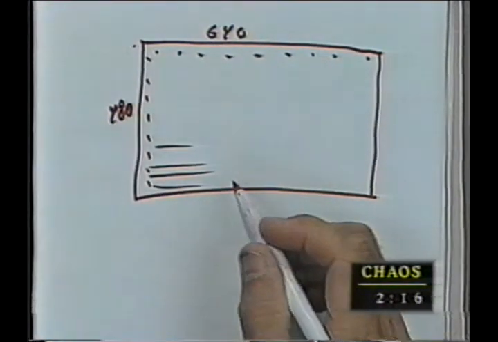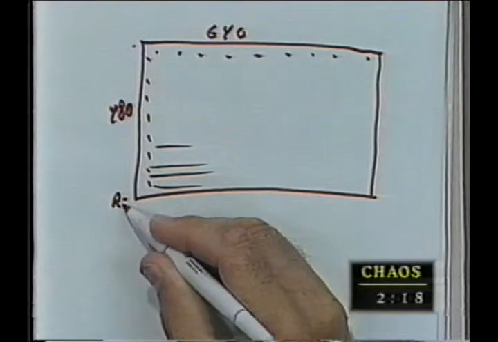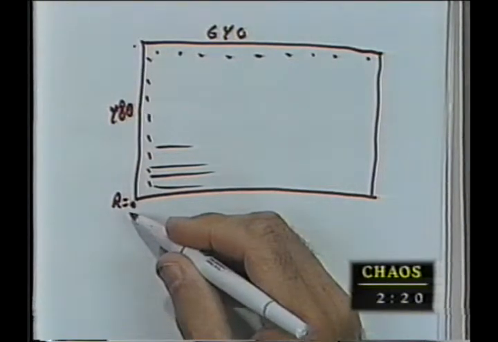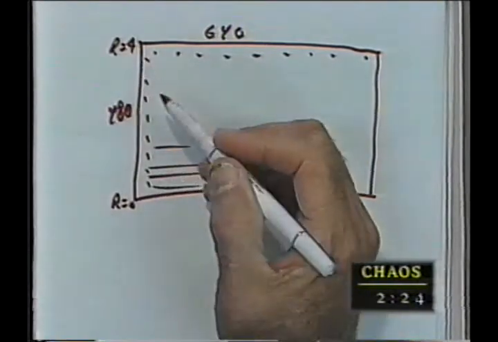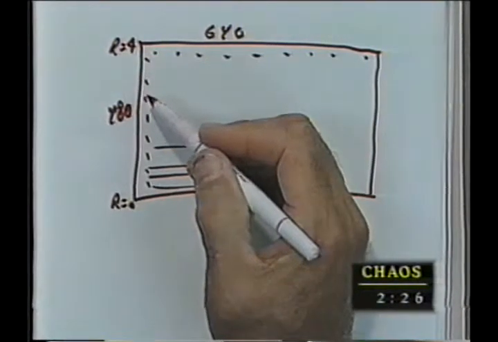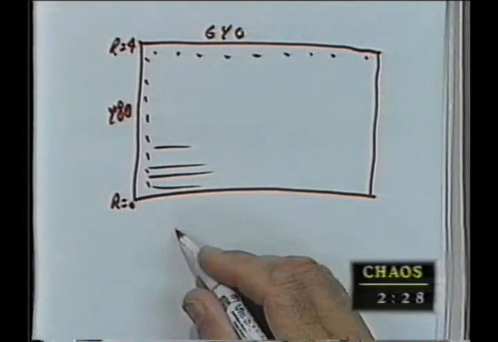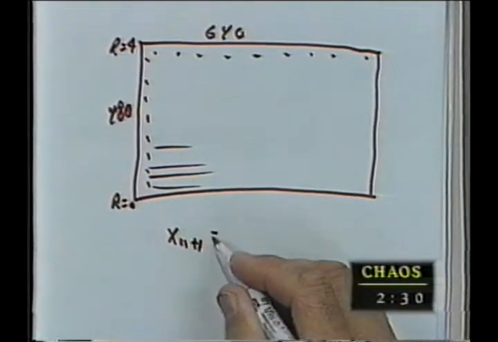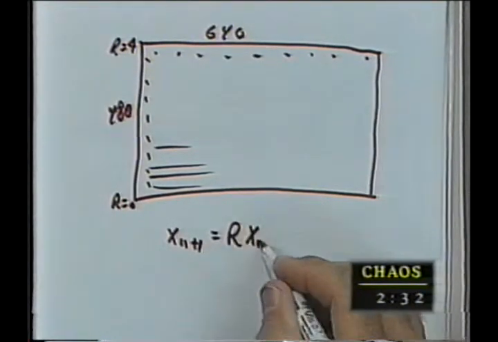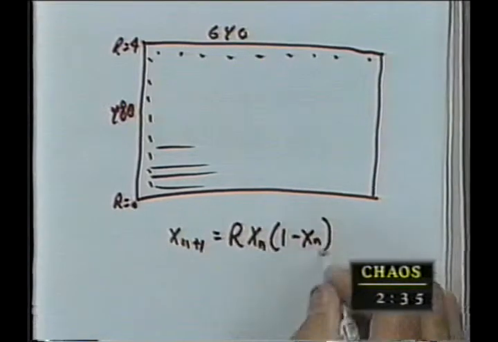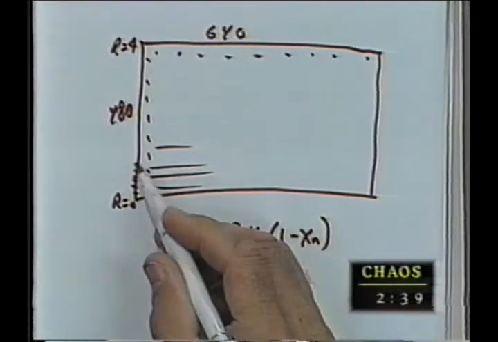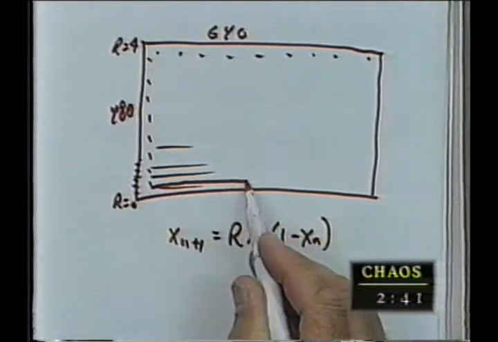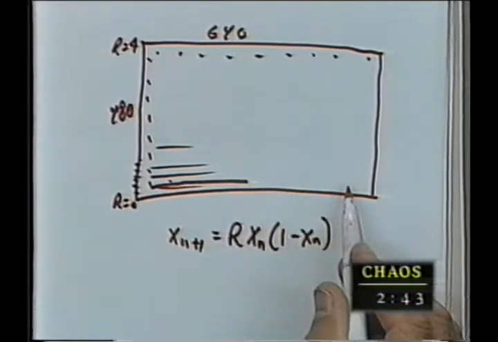Now what I'm going to do is start at r equals 0. I want to know what happens in terms of r, and I'll end at r equals 4, which is the highest I can really go with that equation. Remember the growth equation, x_{n+1} equals r times x_n times 1 minus x_n. So I'm going to let r go from 0 to 4 in 480 steps, and there'll be a line on the screen on which I can print my answer.